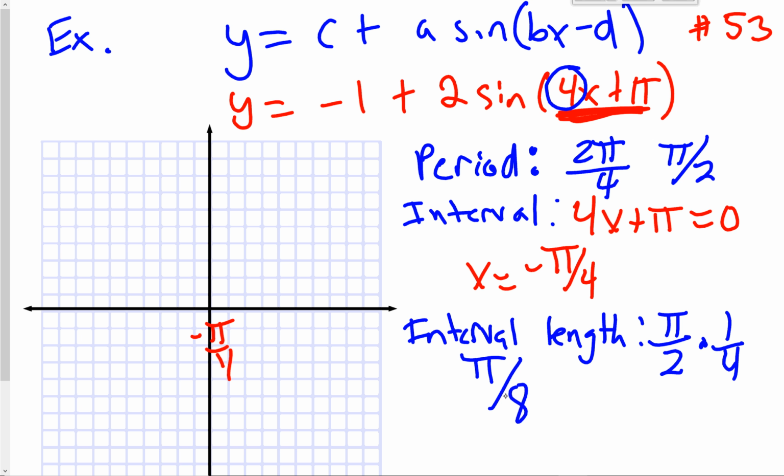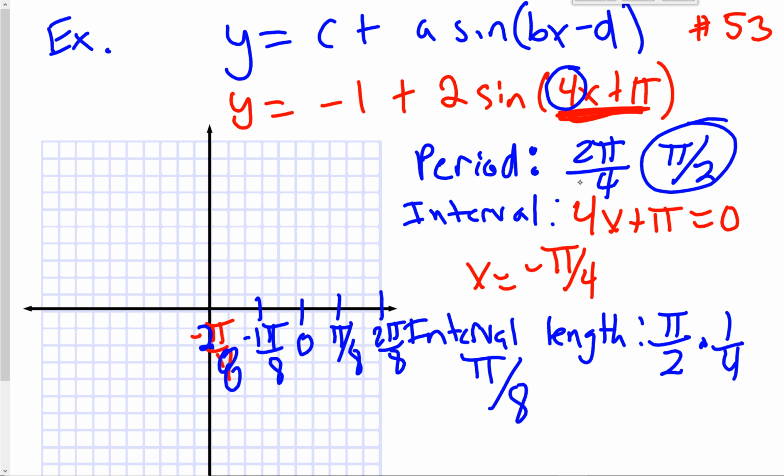So I need to switch this to -2 pi eighths, so I have a common denominator, and then I'm going to add pi eighths. So I get -pi eighths, because I'm at -2 pi eighths, and I add a pi eighths, that's -pi eighths. Add another pi eighths, I get 0. Add another, I get pi eighths. Add another, I get 2 pi eighths. Again, you could take that distance and see that you get a half a pi in between there.